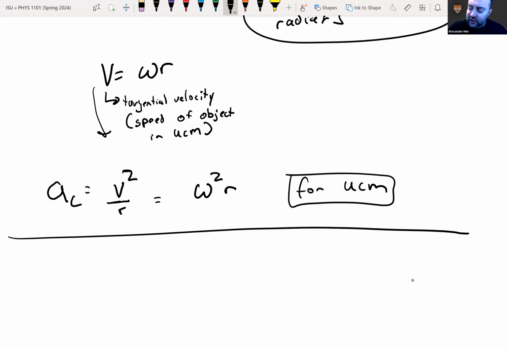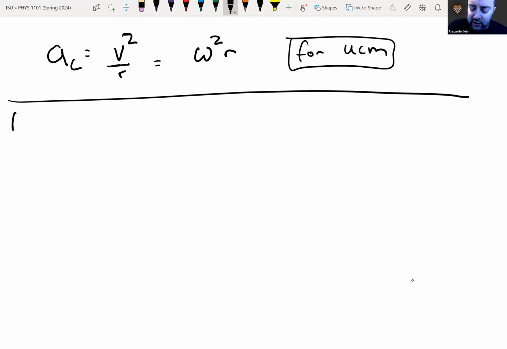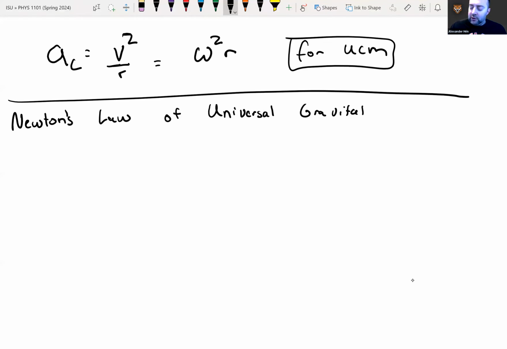Now, the other thing I want to talk about today is Newton's law of universal gravitation. The idea here is that this comes up jointly with uniform circular motion, because one of the main explanatory powers of this initially was in planetary orbits, okay? And the idea is that planetary orbits were caused by gravitational force.